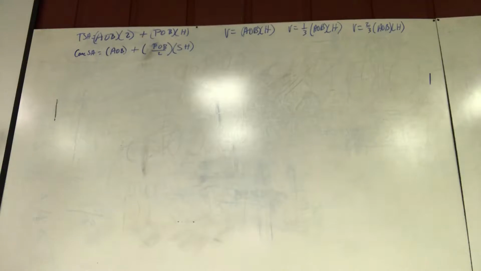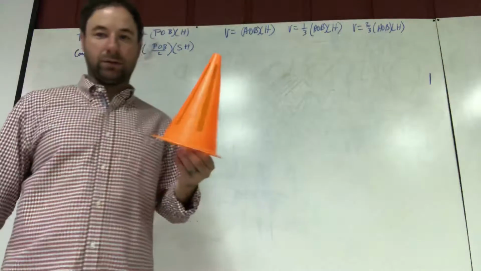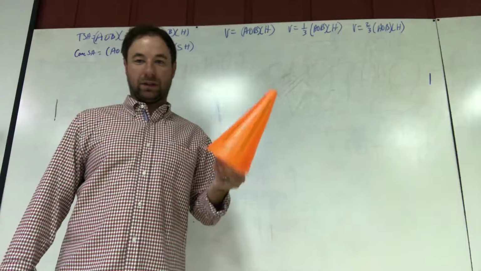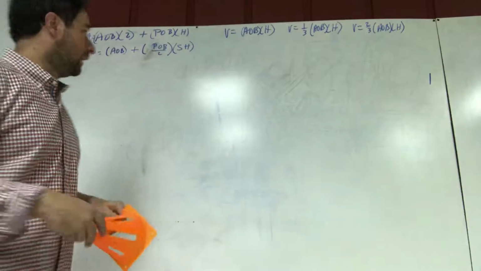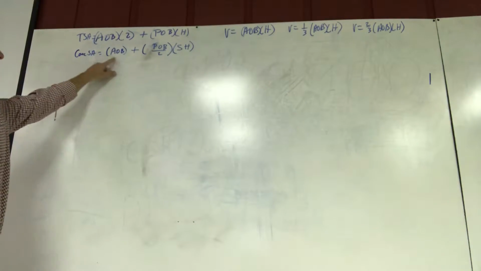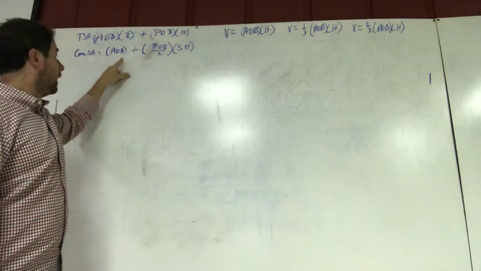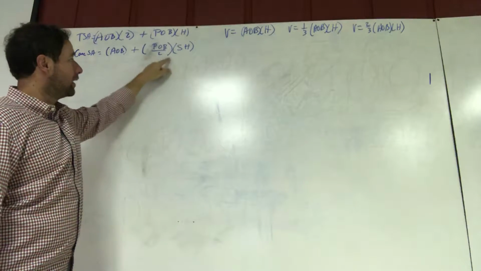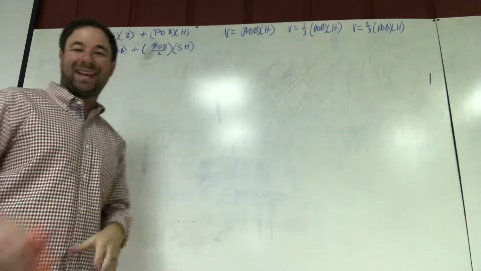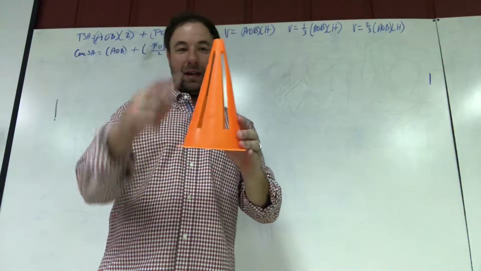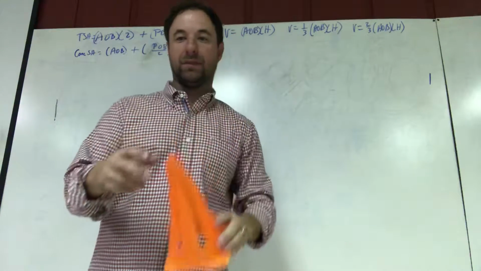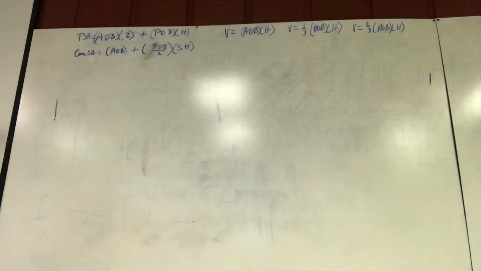But if we're looking at the surface area of a cone, it's going to be something like this. The surface area of a cone is going to be area of the base plus perimeter of the base divided by 2 times the slant height. So it's not the actual height, but the slant height of this thing. That's what you'll look for with the surface area of a cone.